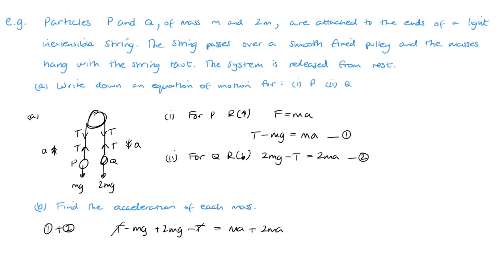So the T's are going to cancel. 2mg take away mg is mg equals 3ma. The m's will cancel, so a equals 1/3 g. Okay, so it's 1/3 g, and that is meters per second squared.